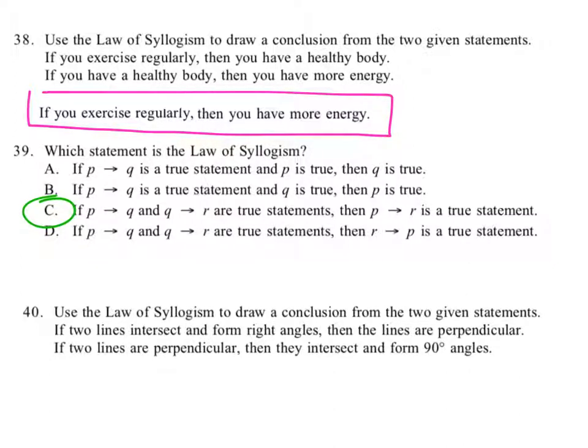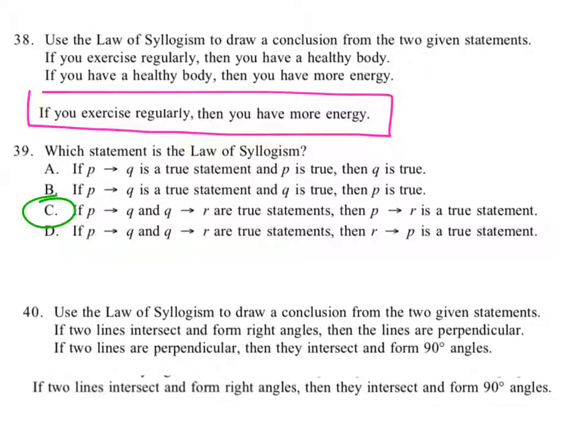Okay? And number 40, use the law of syllogism to draw a conclusion from the two given statements. If two lines intersect to form right angles, then the lines are perpendicular. If two lines are perpendicular, then they intersect and form 90-degree angles. Okay, there's similar statements, so it's a little bit kind of funny, but watch what we've got here. We've got the conclusion of one, the lines are perpendicular, being the hypothesis of the other. Two lines are perpendicular. So I'm going to do my screen grab and say, I'm going to take the hypothesis of this one and the conclusion of this one and just piece them together.